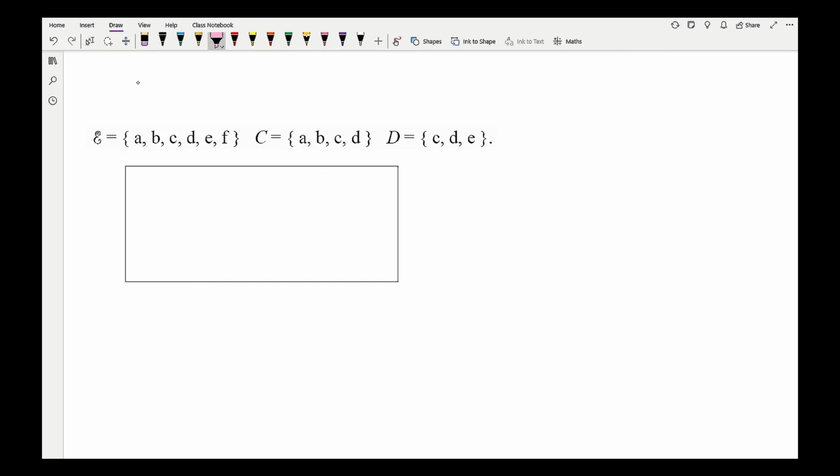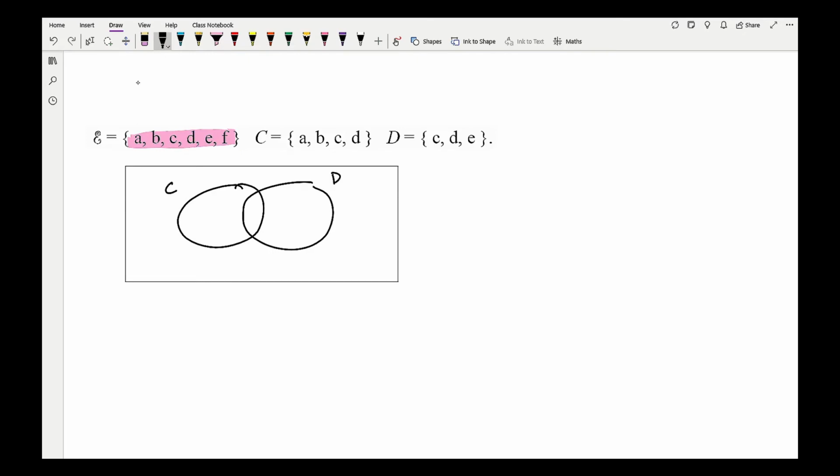These are all the letters that I need to include in my diagram. So I've got the letters A, B, C, D, E, F. Now again, I've got two groups, so I'm going to draw two ovals. I'm going to call one set C and one set D.